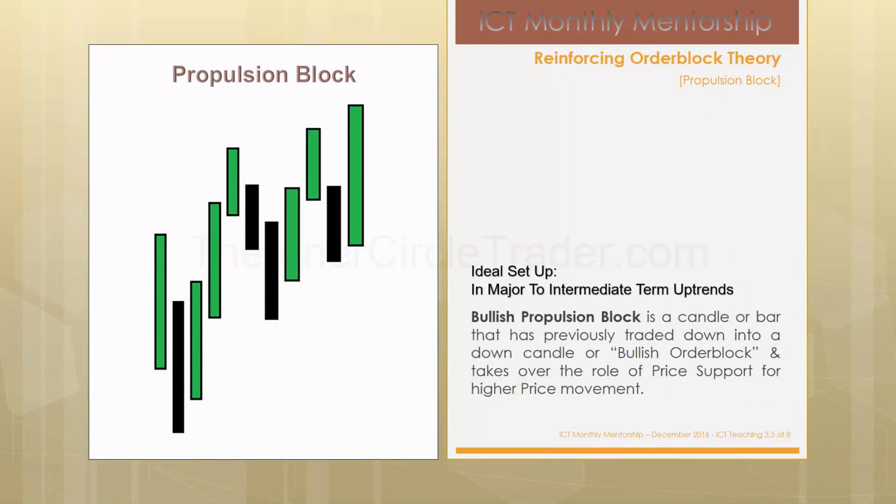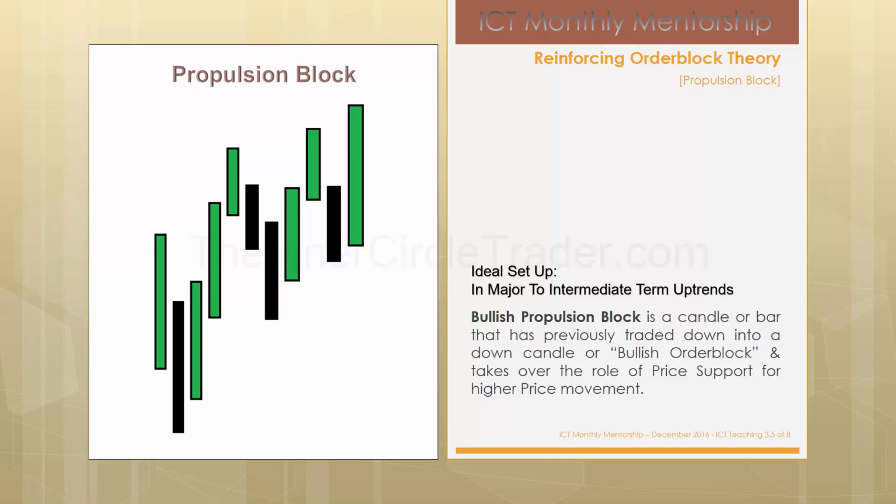Okay, folks, welcome back. We're going to be continuing our discussion on reinforcing order block theory. In this teaching, we're going to talk about propulsion blocks. A propulsion block is a candle or bar that has previously traded down into a down candle, or bullish order block, and takes over the role of price support for higher price movement.